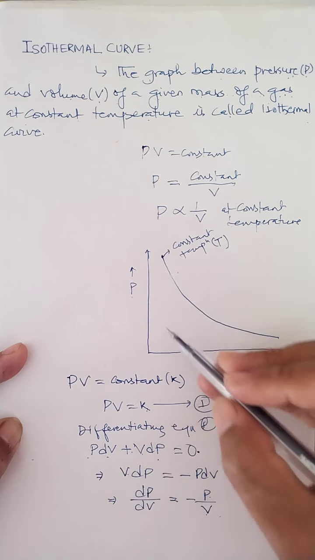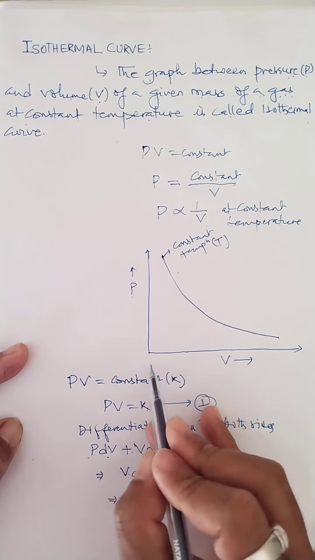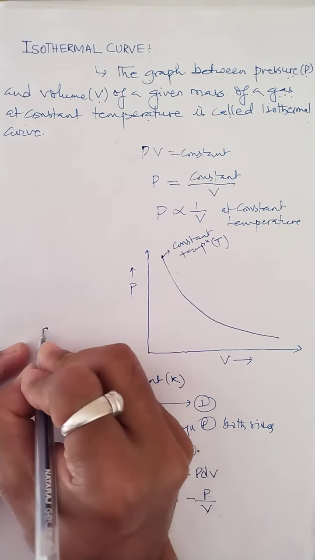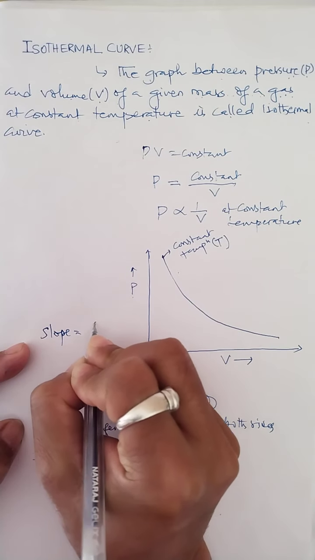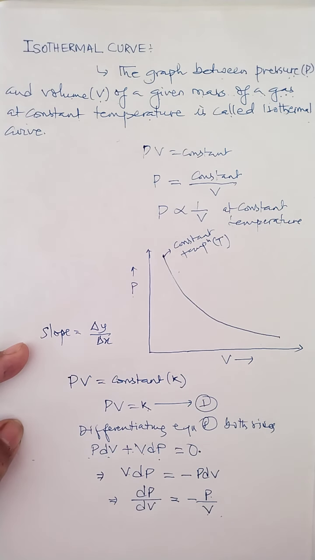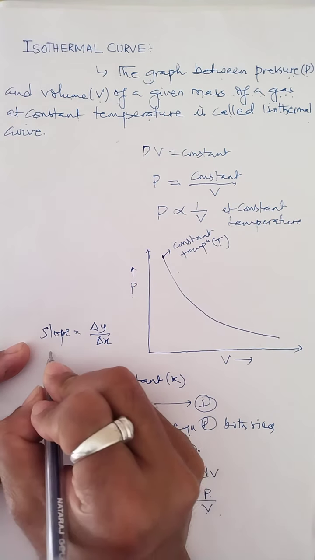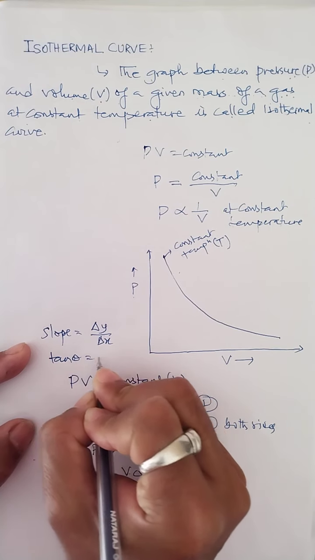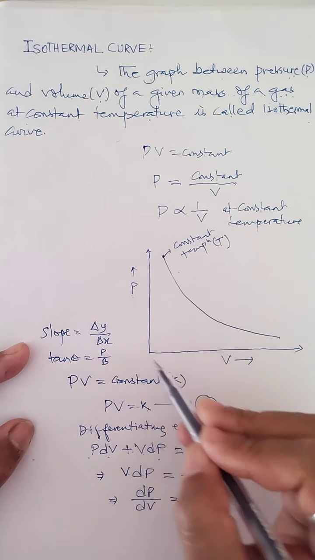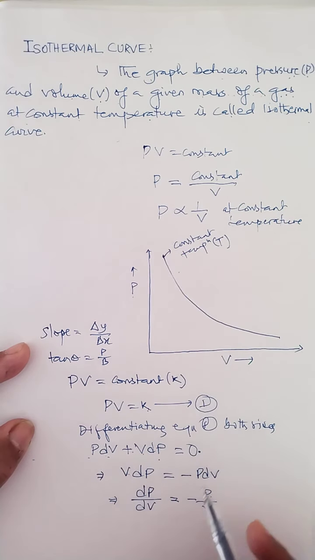Now this dP means the change in y-axis and dB means the change in x-axis. And children, for your information, change in y-axis by change in x-axis actually measures the slope. So remember this part: the slope is always measured by change in y-axis by change in x-axis. And children, you have learned in class 10 a chapter called straight line. The slope of a straight line is given by tan theta, and tan theta equals perpendicular by base.